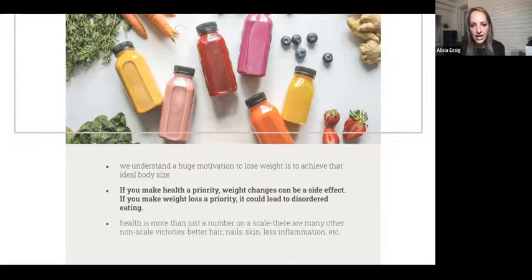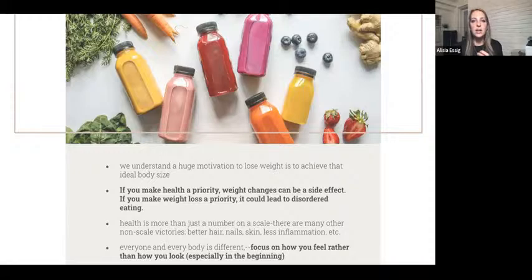As you're doing that, it's important to recognize all of the non-scale victories, the victories that don't relate to weight loss. Like better hair, better skin, better nails, less joint pain, less inflammation, better digestion, sleeping better, not having acid reflux, all of those simple things. If you make even just the acid reflux alone your goal, as you do that, you'll recognize you're feeling better. You're starting to be healthier, and you may even start to lose weight.